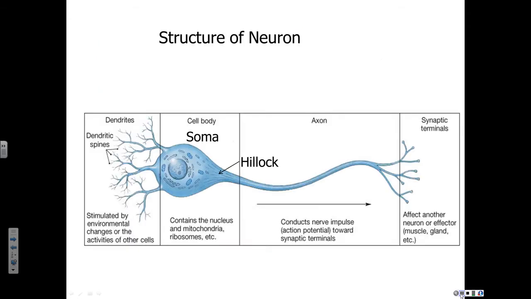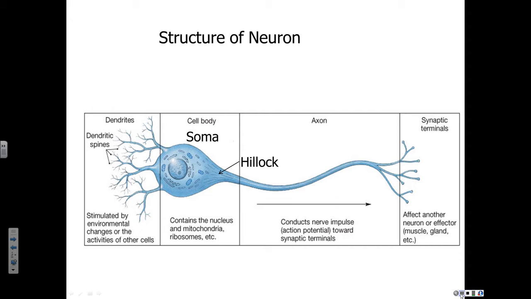So here's the structure of a neuron. Here's the cell body, or soma. And there's a region called the hillock, and that region is where you add up all signals that come into this neuron. And where are the signals coming from? See these here, dendrites? Other neurons are connecting to these dendrites and sending signals. And those are the signals that allow you to go beyond resting potential.